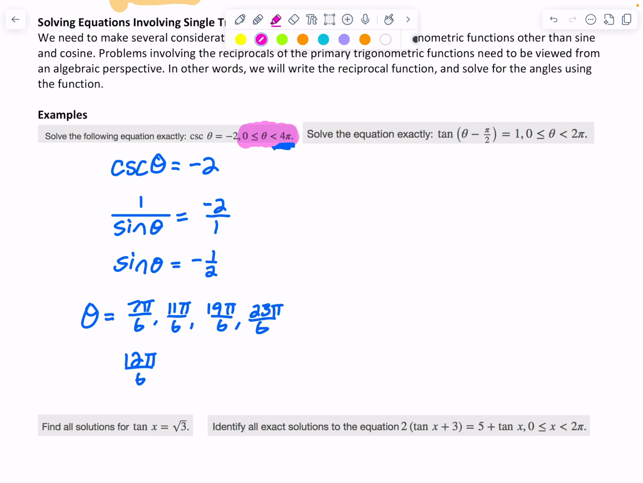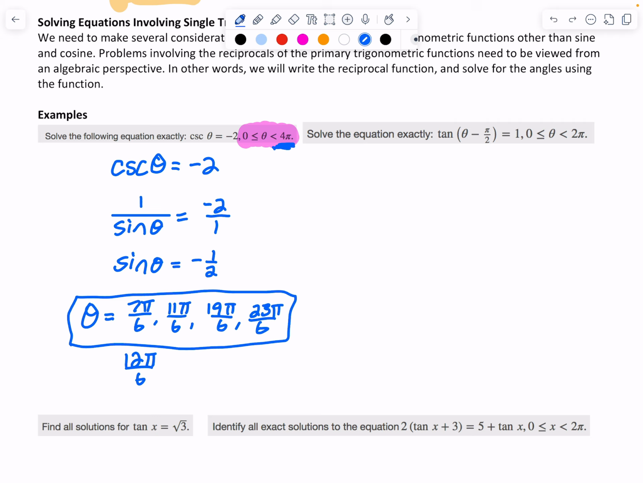So notice we were dealing with a sine. That's our answer, those 4. We're dealing with a sine, and every revolution with sine, we gain 2 answers. So that's why we have 4.